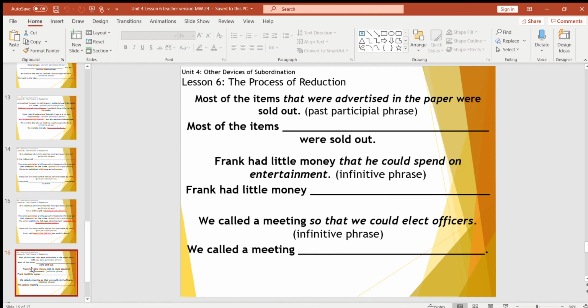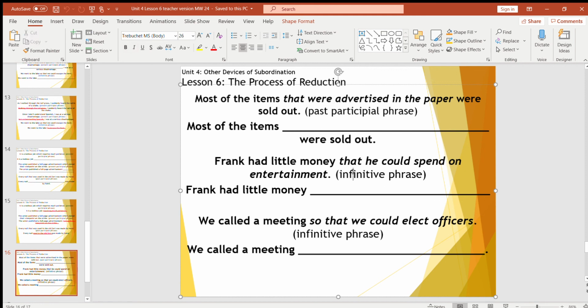And last one, most of the items that were advertised in the paper were sold out. Again, past participle phrase. So do I have a past participle already made in that were advertised in the paper? Yep, advertised looks like it's past participle because it ends with ed. Although remember, it could also end with n or t or single d, anything past form. So just get rid of that and the were. Most of the items advertised in the paper were sold out.